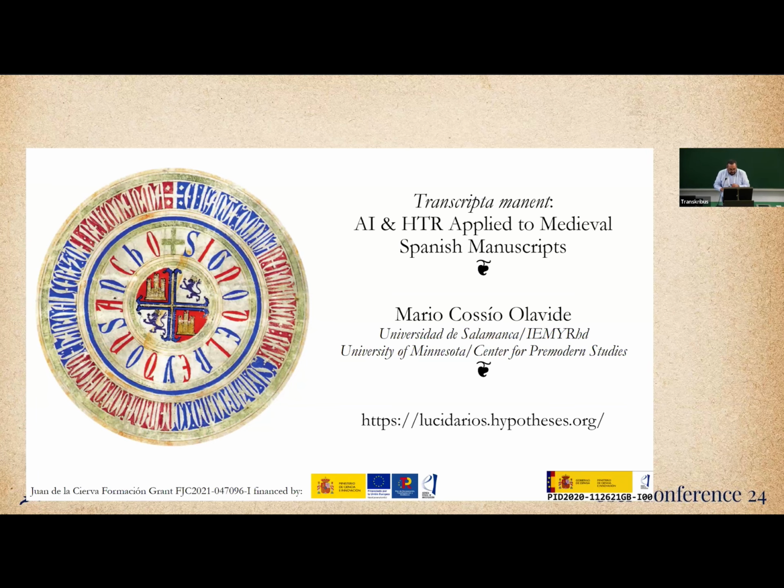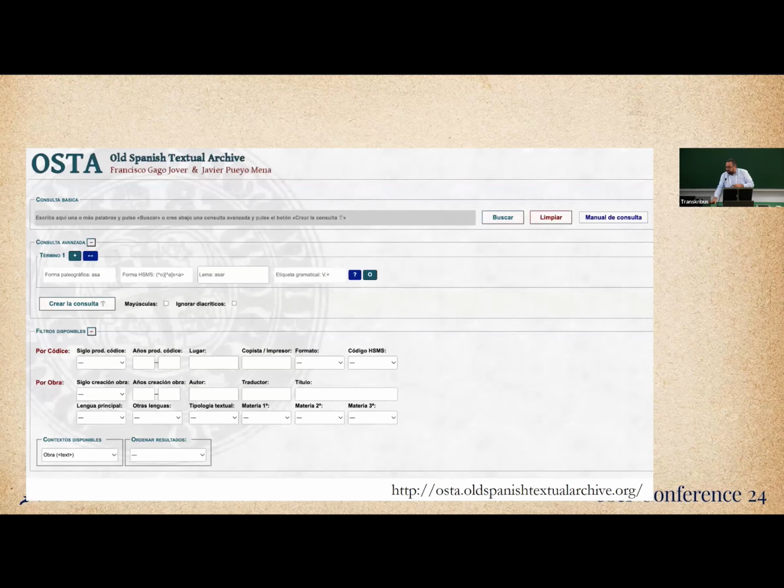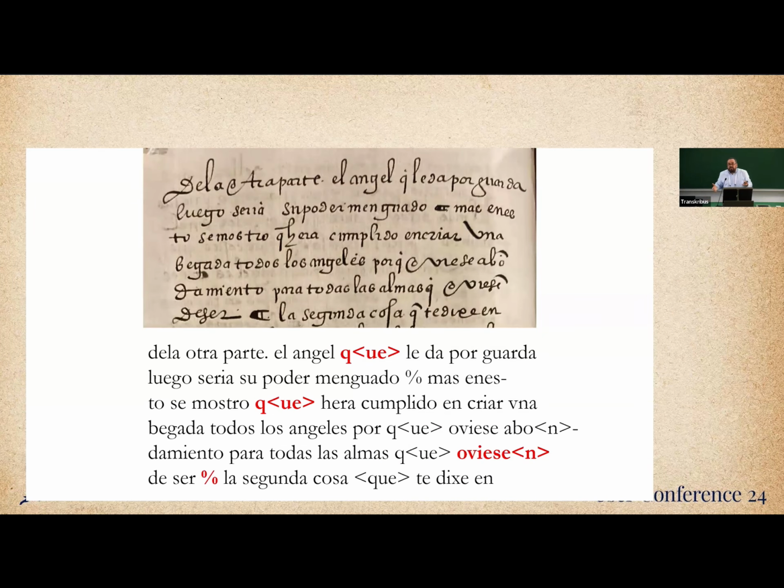I think Jose Manuel has covered a bit of what we do. We work with a transcription system that is fairly simple. It works with ASCII, which was developed in the 60s, I think, for telegraphic communication. It's integrated into one of the largest medieval Spanish databases, which has around 40 million tokens. And this is a transcription using that system.